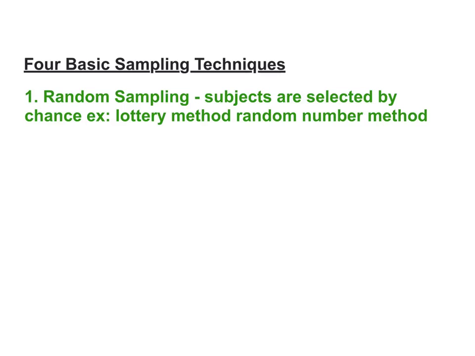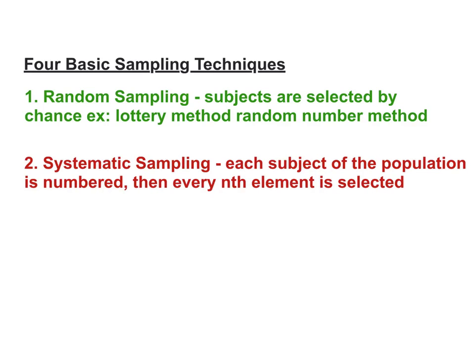Okay. So the first one is random sampling. So the subjects are selected completely by chance. There's no rhyme or reason to how the people participating in the study are selected. It's 100% completely random. That's the first one. Second one, systematic sampling.